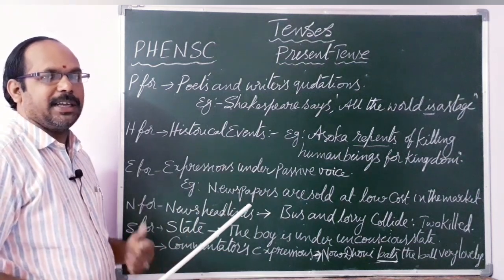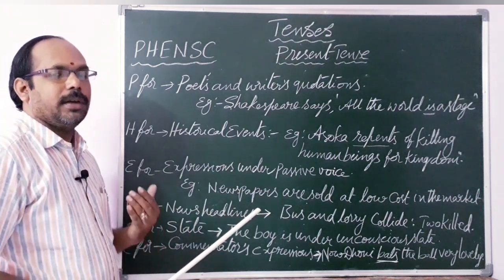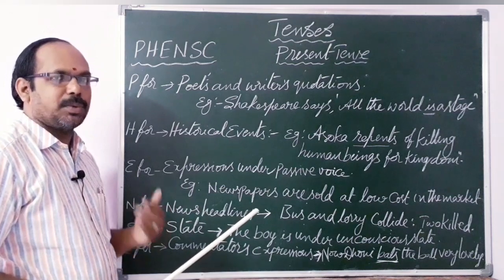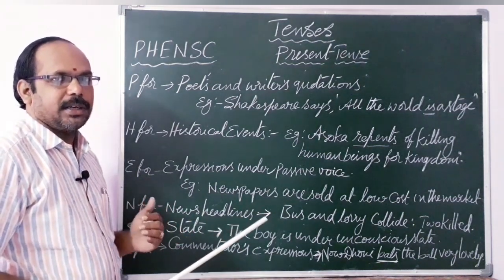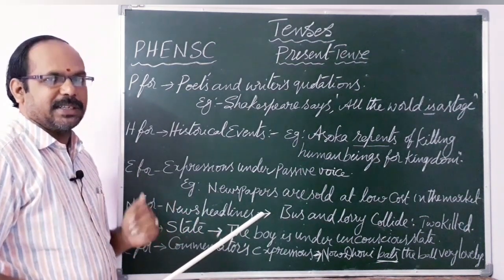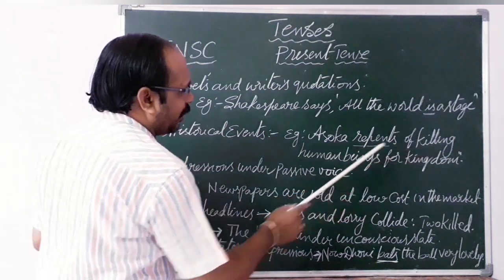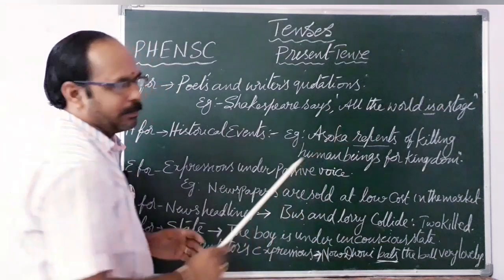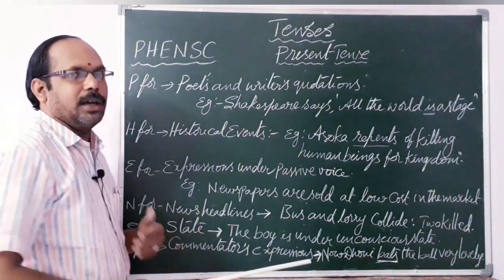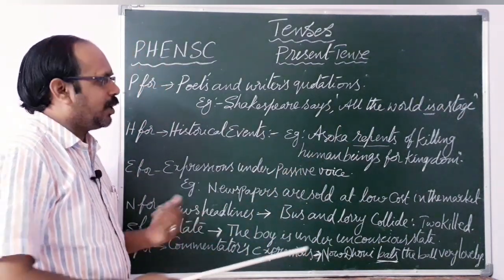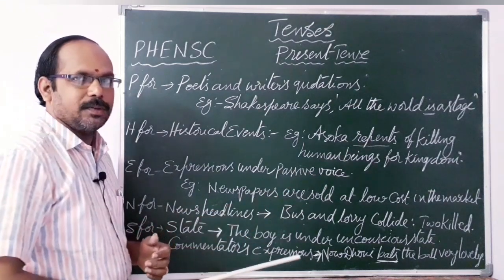And the next one is H for historical events. Actually, historical events have to be expressed in the past tense, but here we can say in the present tense also. So Asoka repents of killing human beings for kingdom. So while we are teaching the past tense, we can use present tense.